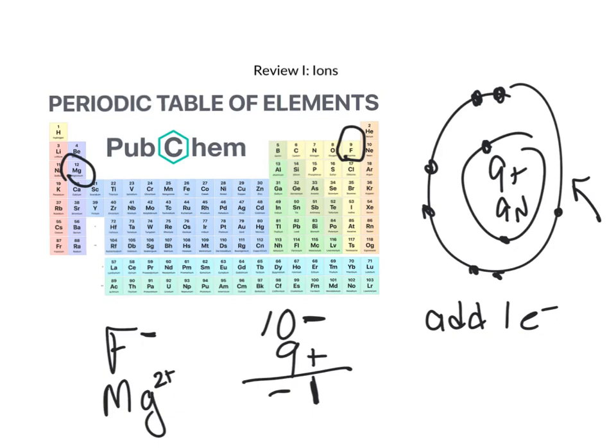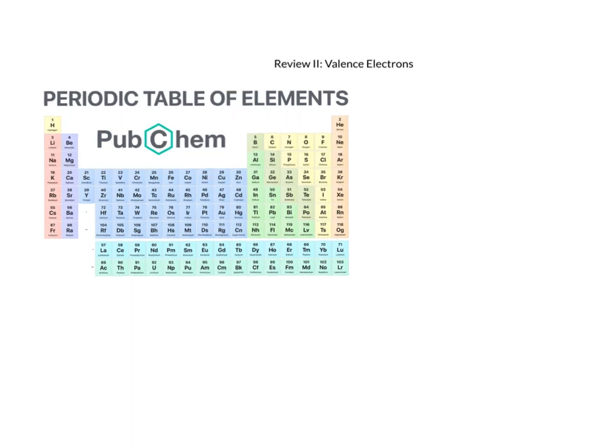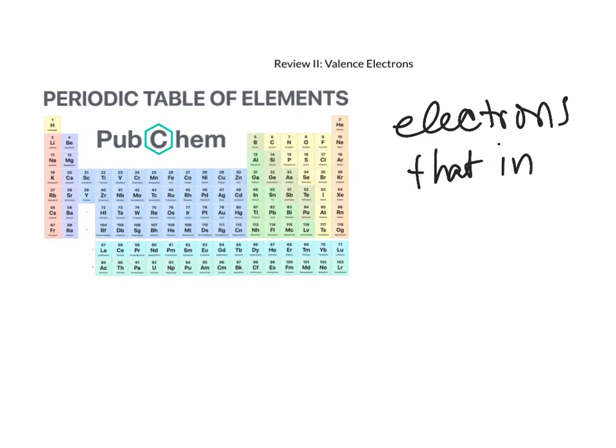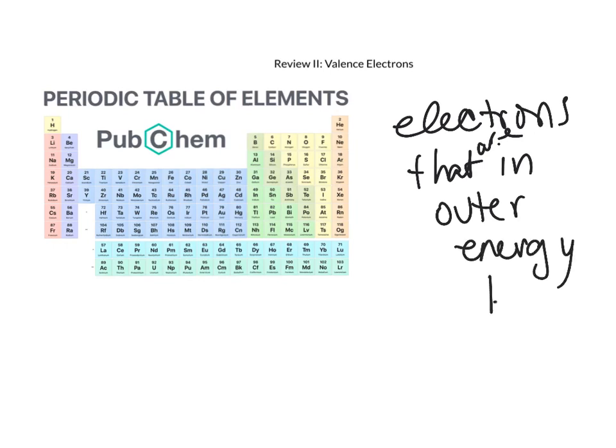If you have any questions about this, go look up the videos from week 1. That is when we started talking about this. The other key thing that's going to be important to understanding how you make these diagrams is valence electrons. Valence electrons are electrons that are in the outer energy level, okay? So make sure that you can find that.